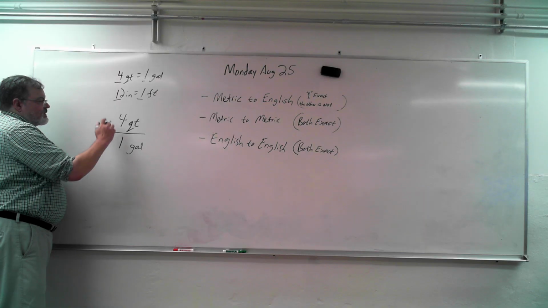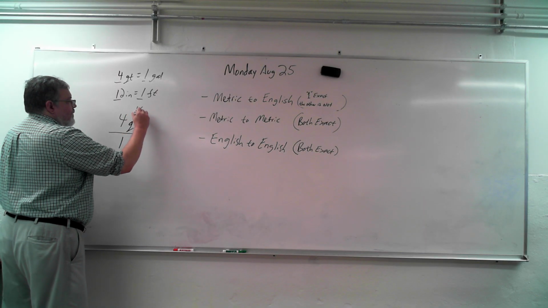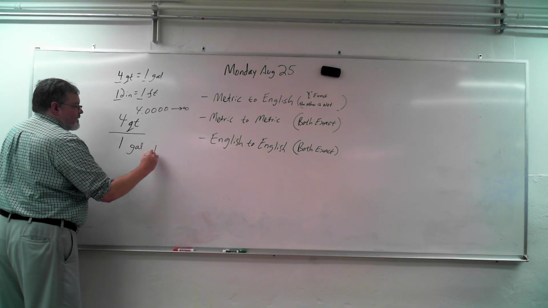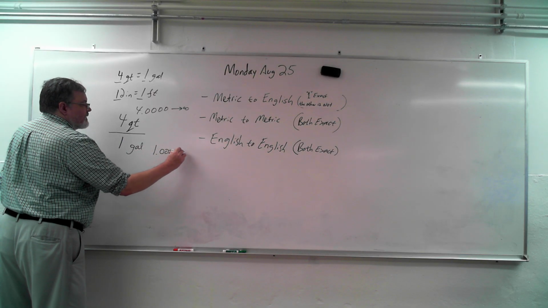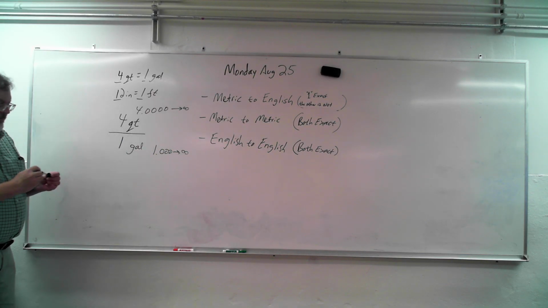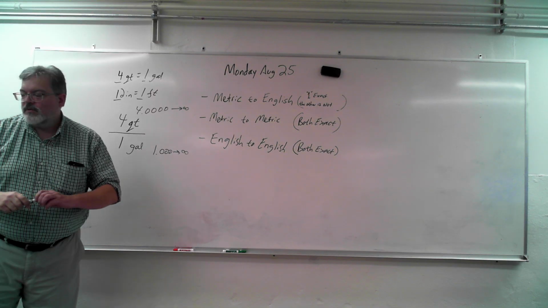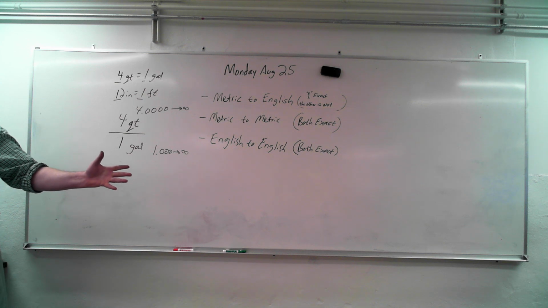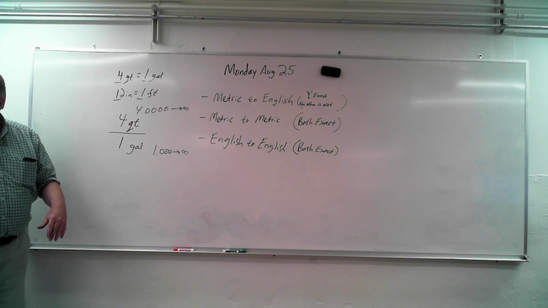For English to English, this is infinite. It's 4.0000 all the way out to infinity. And this one is 1.000 all the way out to infinity. Those are the most accurate, the most precise numbers. They have the most significant figures in them. That is infinity. They have infinity significant figures.